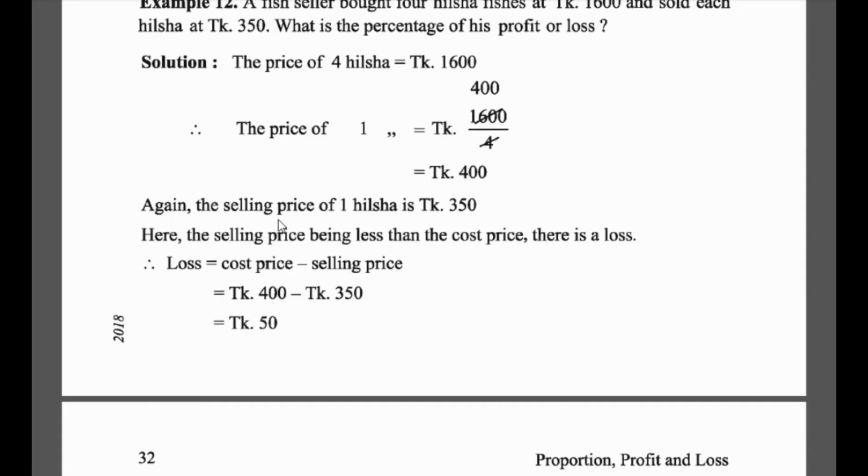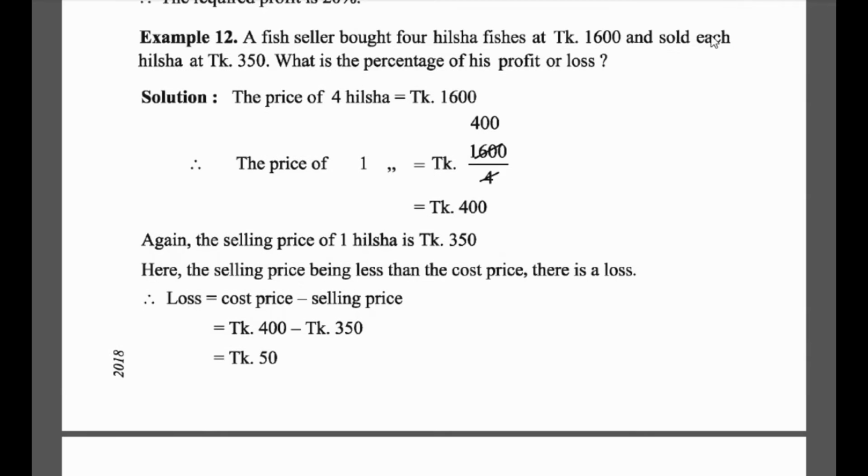Again, the selling price of 1 Hilsha is taka 350, as given in the question. You can see it says sold each Hilsha at taka 350. As the question clearly gives the selling price of one Hilsha fish as taka 350, we must get the value of the cost price of one Hilsha. That's why we have taken this value. The price of one Hilsha is equal to taka 400.